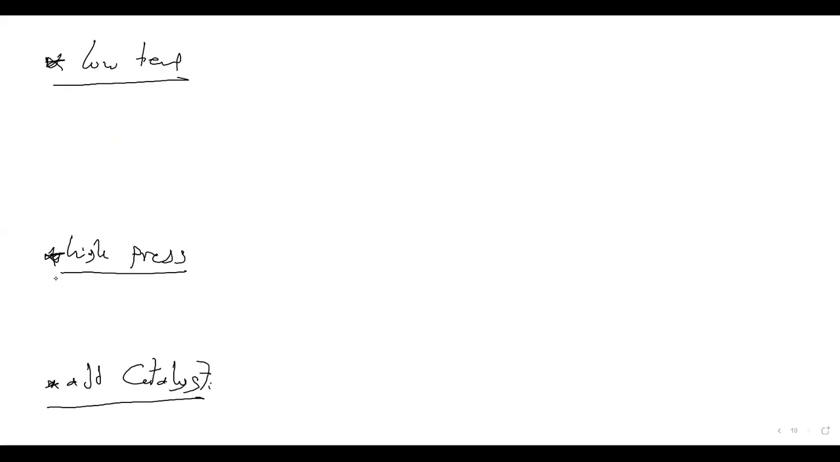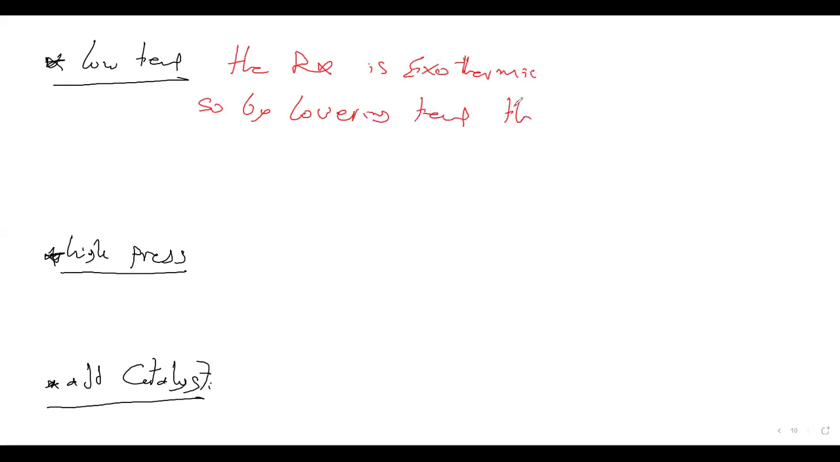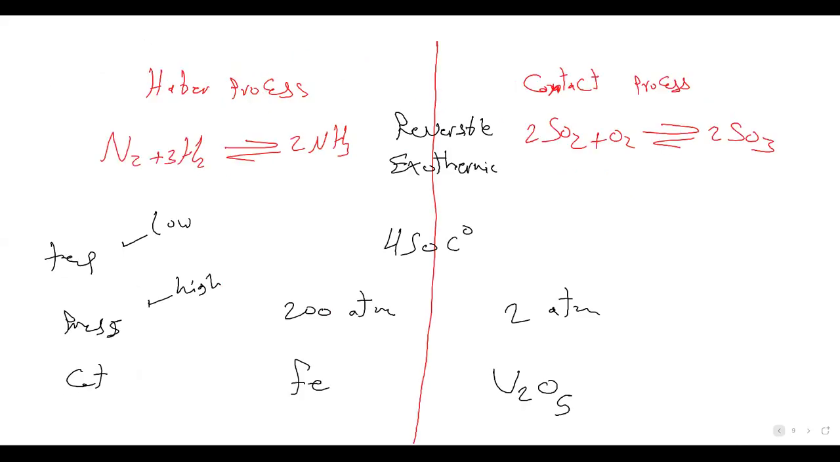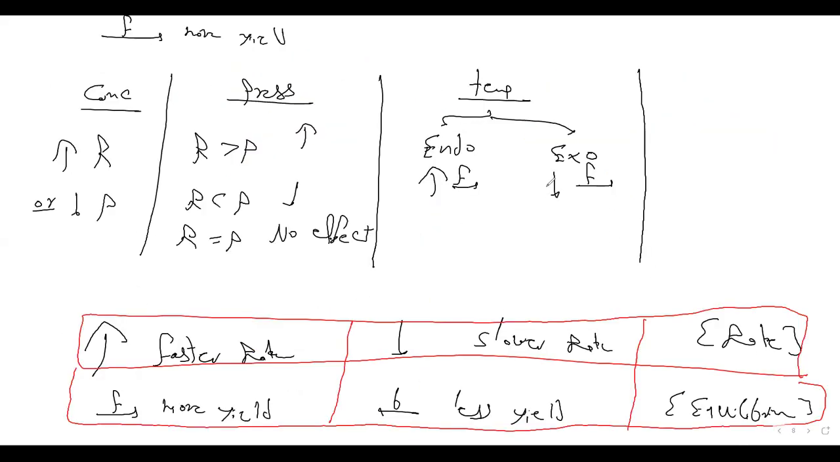This is right. For the first one, the reaction is exothermic. So by lowering temperature, the reaction moves forward and more yields produced. As we said, in case of exothermic reaction, we are lowering temperature to make it move forward.